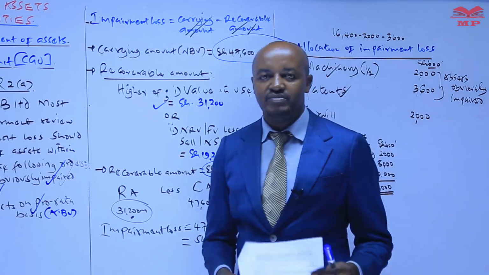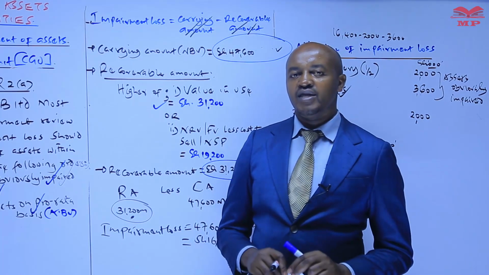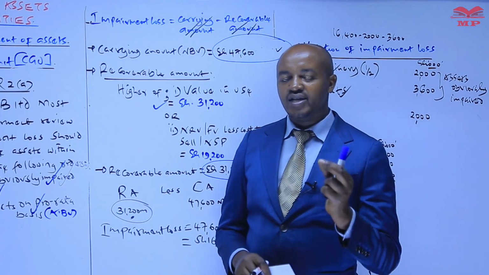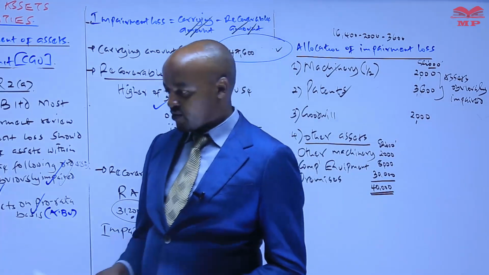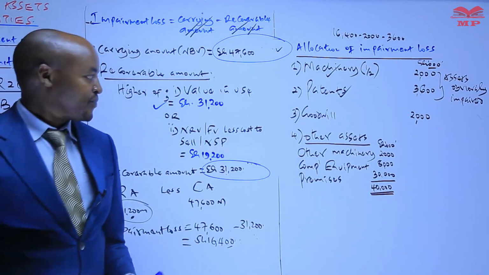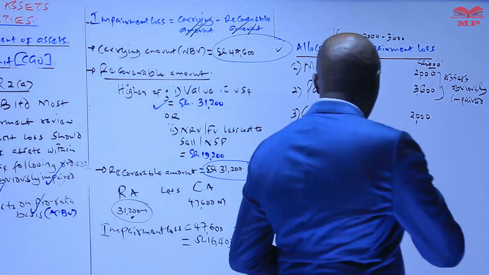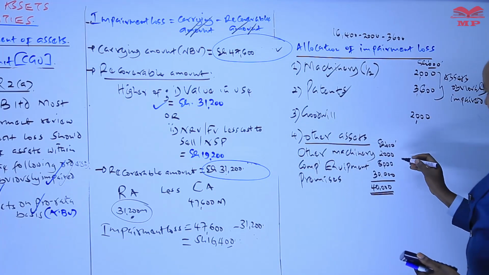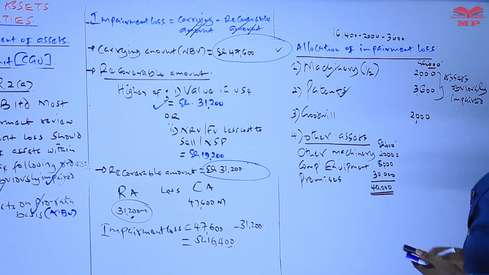So why do we need this particular value here? We need that particular value because we are going to allocate now the remaining impairment loss to those three assets based on their carrying amount. So therefore, we need to determine the impairment loss now to be allocated to these three assets. So how do we determine that?